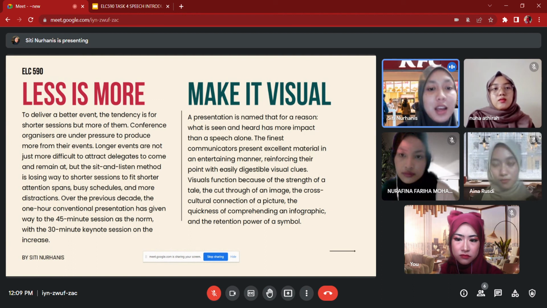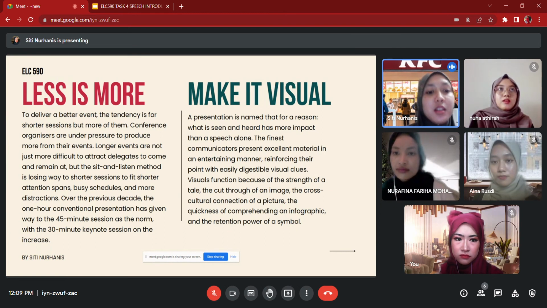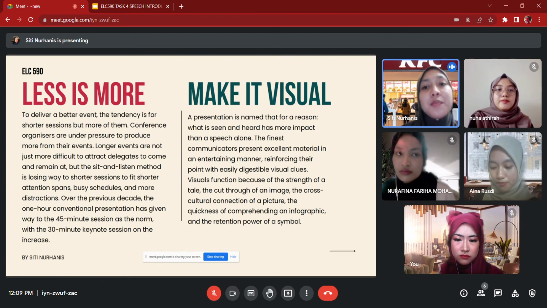Over the previous decades, the 1 hour conventional presentation has given way to the 45-minute session as the norm, with the 30 minute keynote session on the increase.